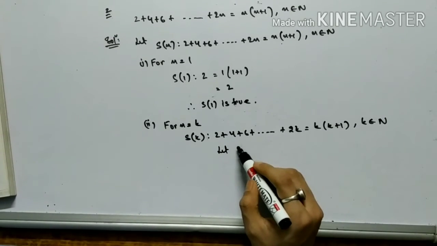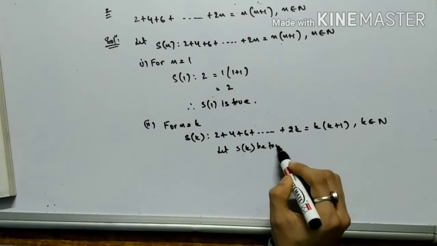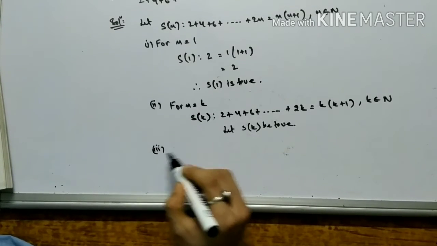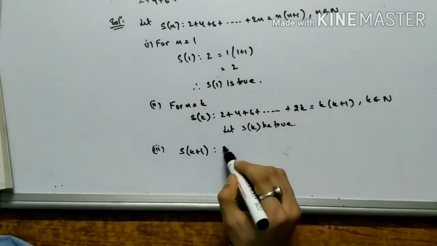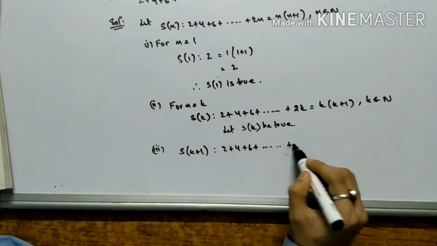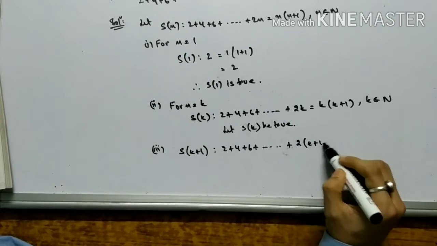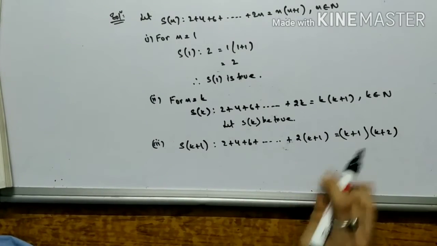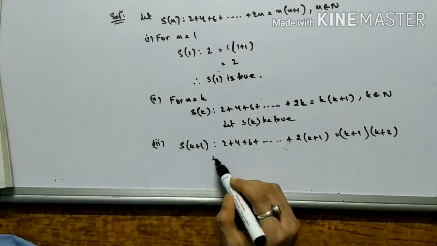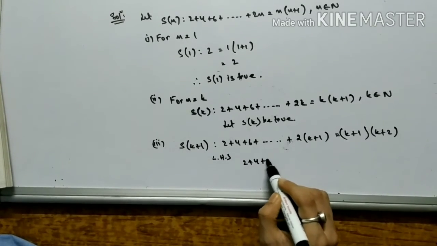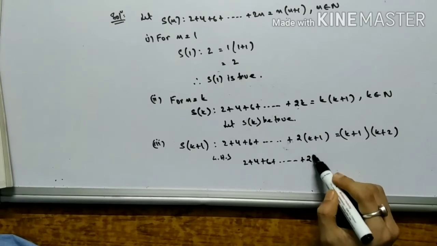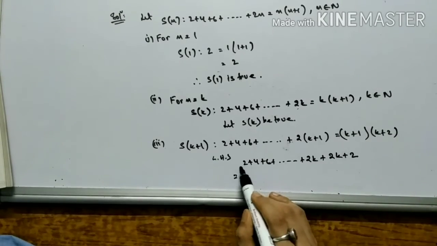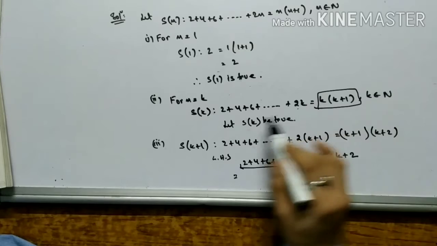I will take it by myself that let Sk be true. Now the last one I will take Sk plus 1: 2 plus 4 plus 6 plus dot dot dot plus 2k plus 1 is equal to k plus 1 into k plus 2. Now I will have to prove that Sk plus 1 is also true. In order to do that, I will take LHS: 2 plus 4 plus 6 plus dot dot dot plus, first of all I will write 2k, plus this, it will become 2k plus 2. So up till here the value is this one.